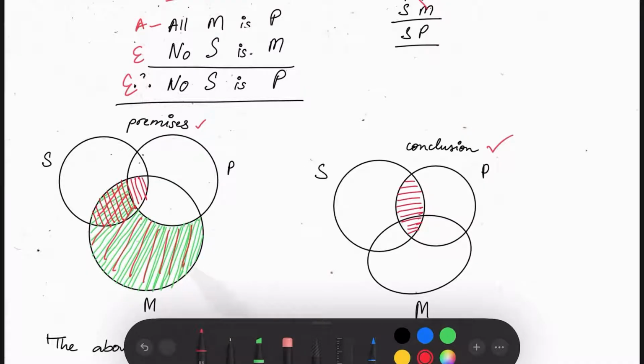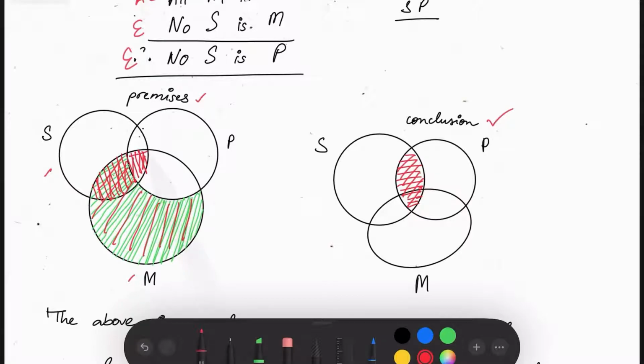M is P. Similarly, no S is M. So S is here and M is here. So this middle part will be shaded. And then the last one is no S is P. Write no S is P, and this whole part will be shaded.